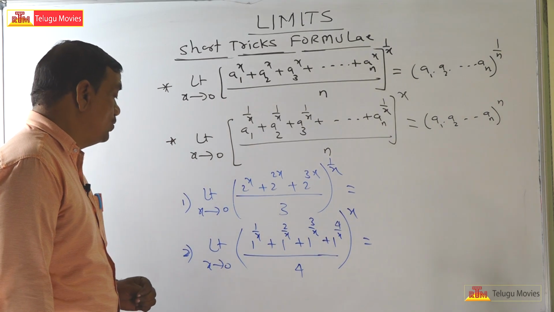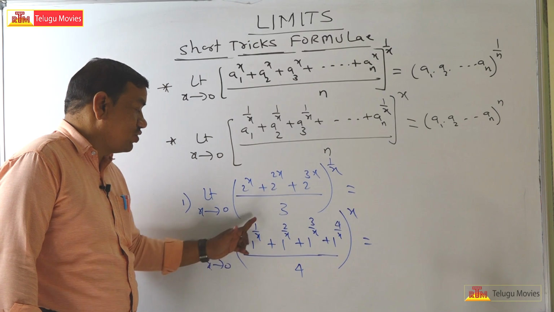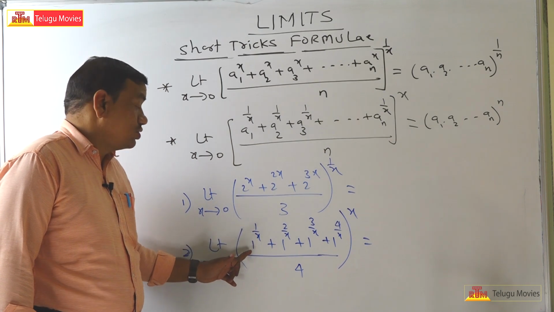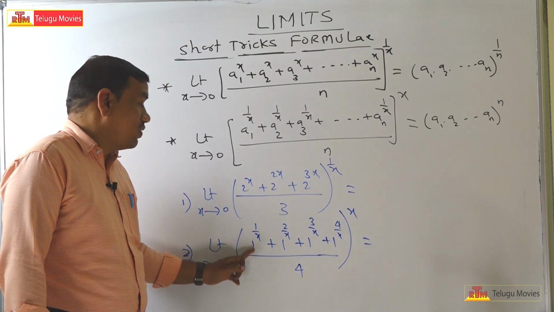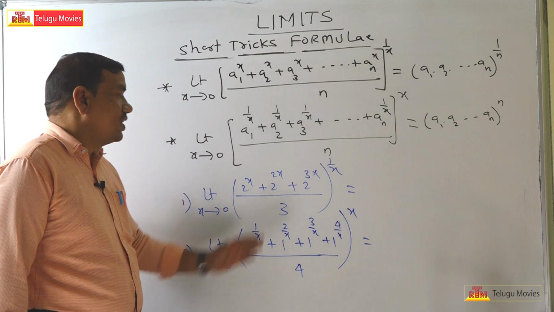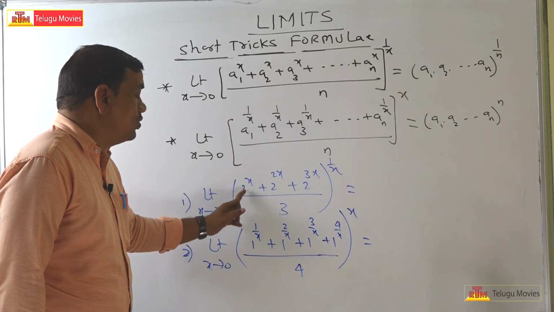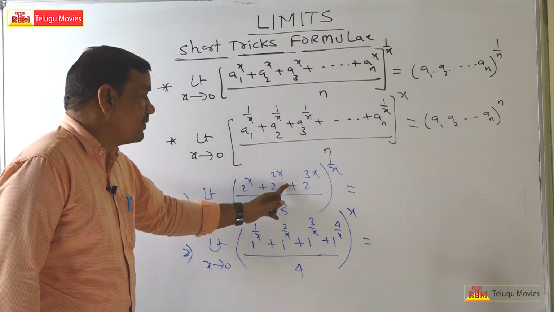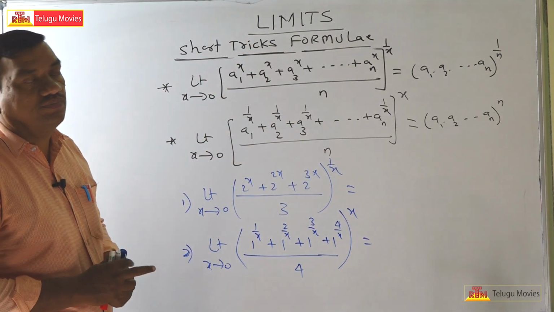Okay now, how to do this problem? As x tends to 0, 1 by x tends to infinity. So 1 to the power of infinity is an indeterminate form. Try to understand this. Now how to do this type of problems? Limit x tends to 0, (2 power x plus 2 power 2x plus 2 power 3x by 3) whole power 1 by x. Now see the short trick here.